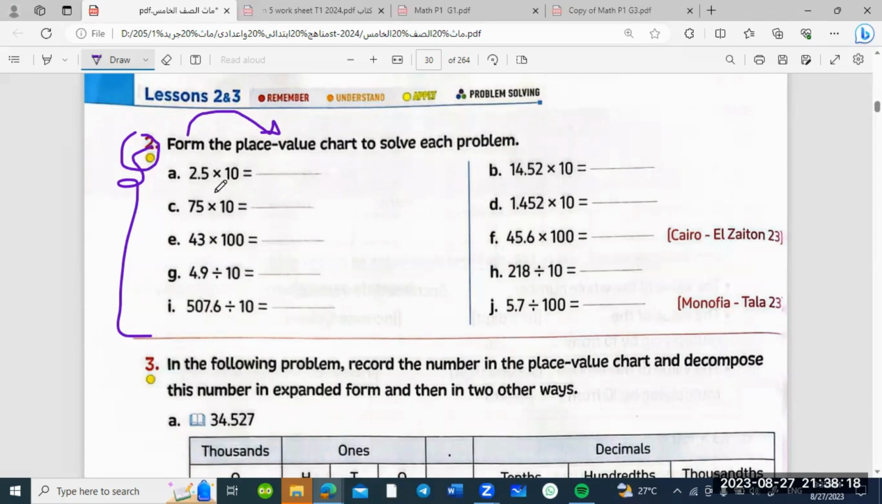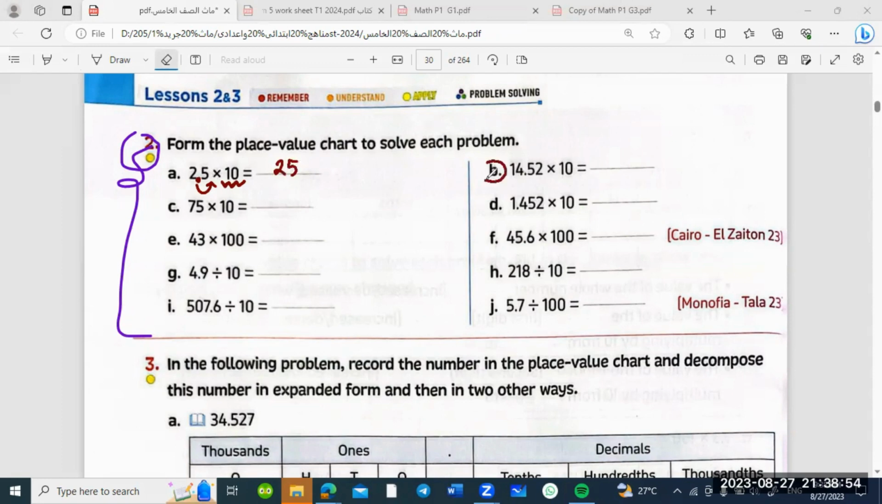So without making a place value chart, Jana, we will answer. How? We just move the point, not the digit. When you multiply, Jana, listen now, concentrate please. When you multiply by 10, just move the decimal point one step to the right. Just one step to the right. It became 25. Now, another example.